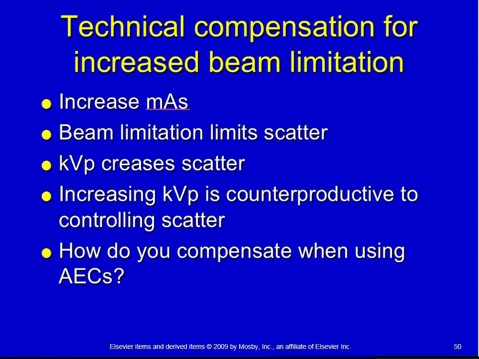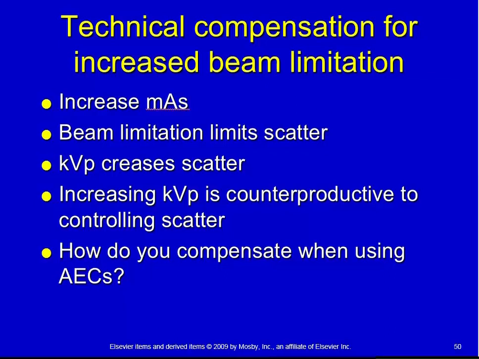So technical compensation for increased beam limitation, again, it's mass. If we increase our collimation, then what we get is a reduction in numbers. So unfortunately, we lose some density. The density is fog, so it's really kind of a good thing, but we need to increase our mass. Beam limitation limits the scatter radiation, and the scatter being a density, if we increase collimation, we have to increase our mass. If we increase KVP, we would increase scatter radiation.